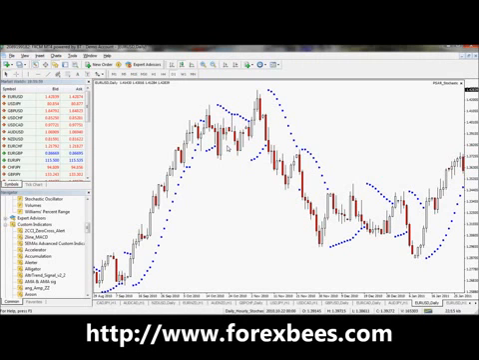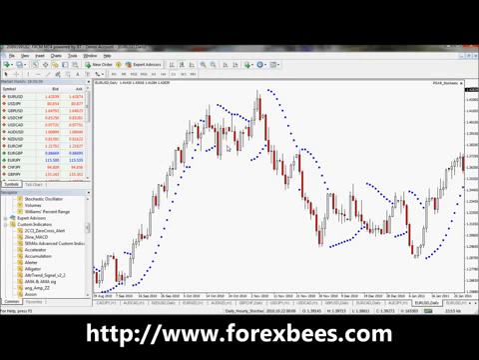This strategy I call the parabolic SAR 123 strategy. That means this strategy is similar to the 123 pattern. Normally, most traders use that pattern to enter the forex market, and this is similar to that strategy. But in this strategy, we mainly depend on the parabolic SAR indicator. We look for the parabolic SAR dots forming a kind of 123 pattern.